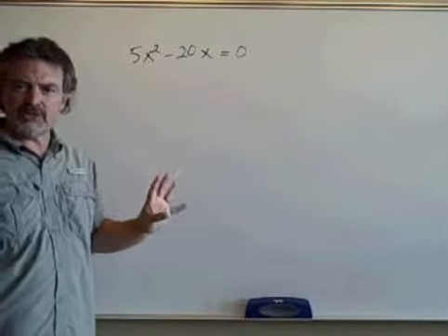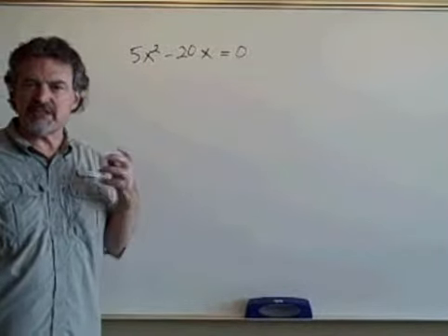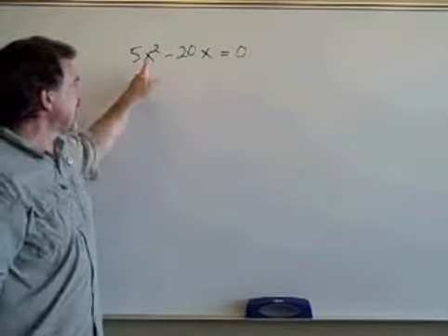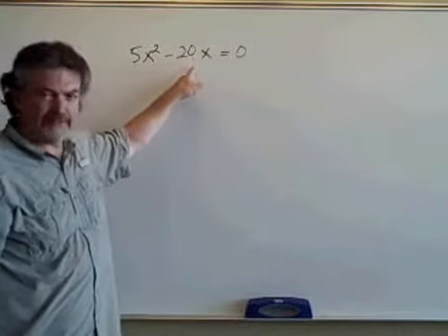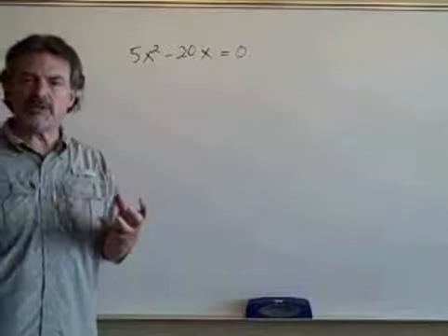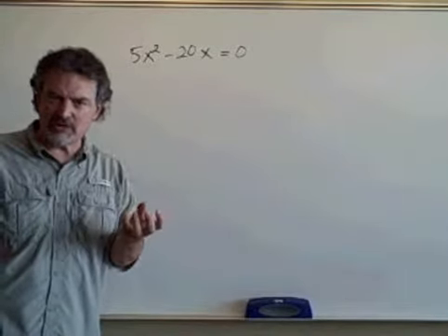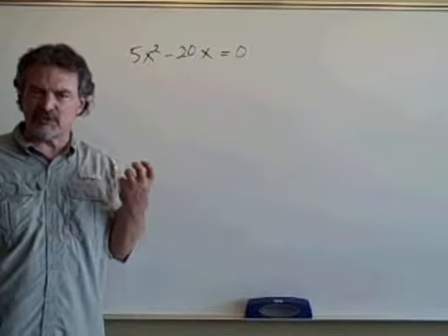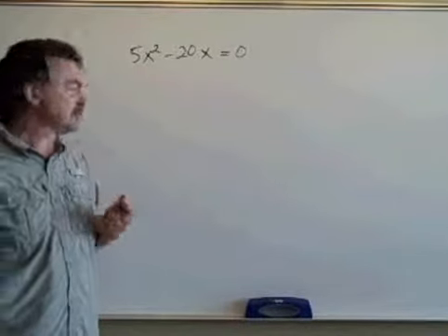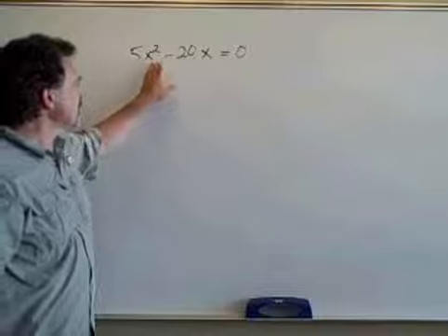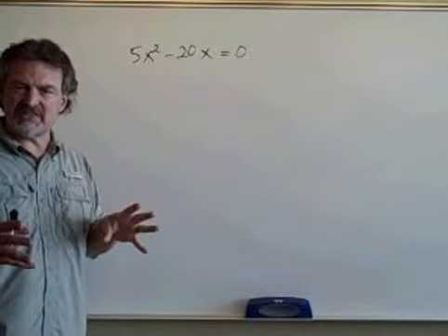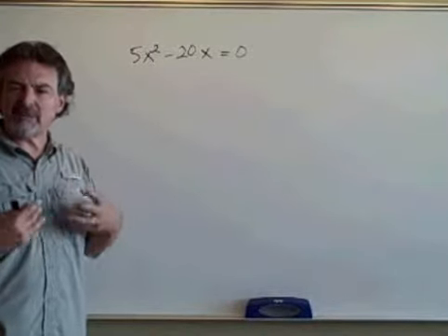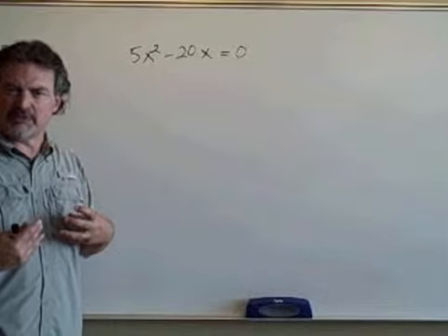This particular equation is missing a term. It's missing the constant term. It has the second power term and the first power term. And remember we said when the constant term is missing, we're going to use factoring as our method for solving quadratic equations. I'm going to look at those two terms first and see, do I have a common factor I can factor out of both of them?